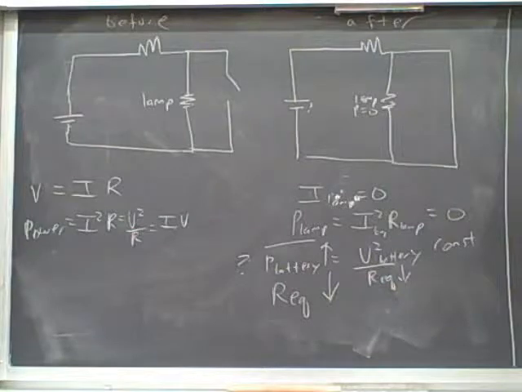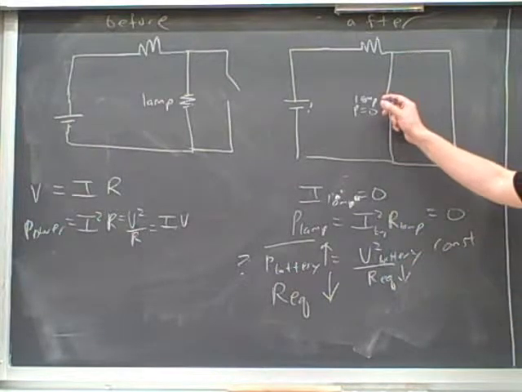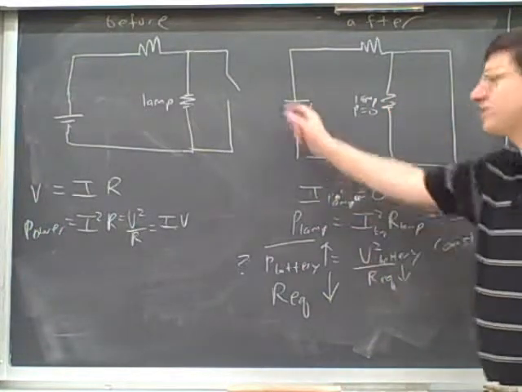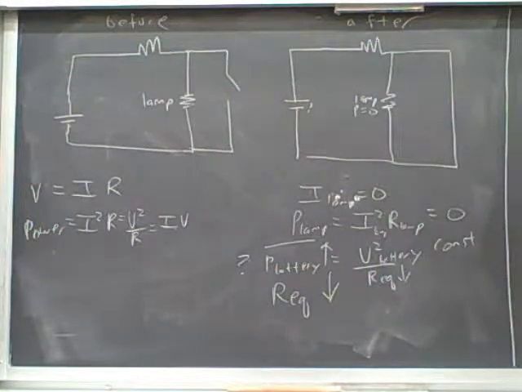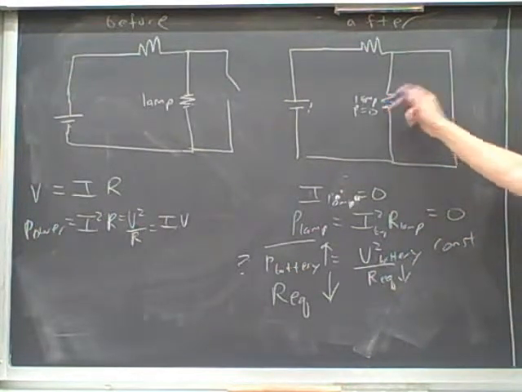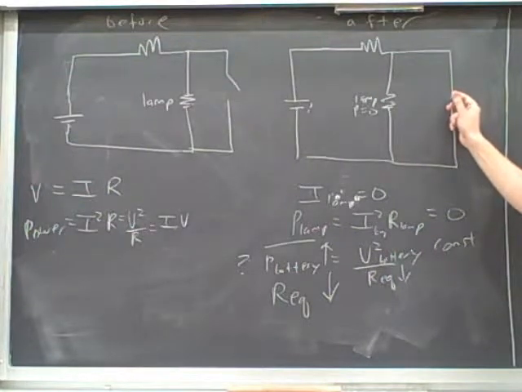Well, this shows you how important it is to focus on which device the question is asking about. What's happened to the power being delivered to this lamp? It's fallen to zero. But what's happened to the power that the battery is delivering? It's increased. Yeah. So the power can totally change. Again, that should make sense. Why is there no more power going to this lamp? Because there's a perfectly easy alternative path for the electricity to go through.